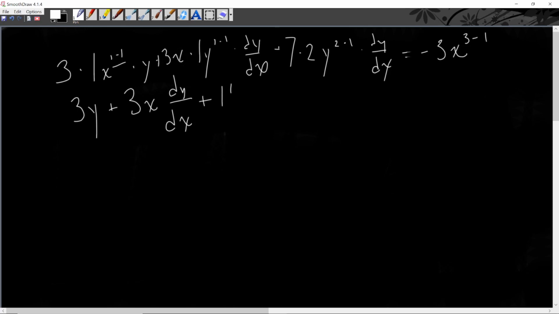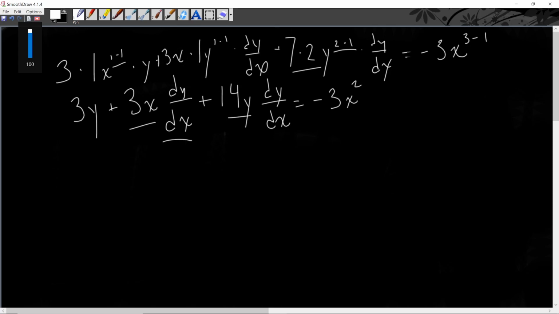plus 14y. 2 minus 1 is 1, and 7 times 2 is 14, so we'll have 14 times y to the 1 times dy over dx, or the derivative of y with respect to x, minus 3x squared, 3 minus 1 being 2. Now, what we can do is factor out this dy dx from here.